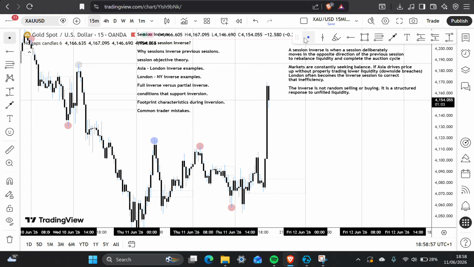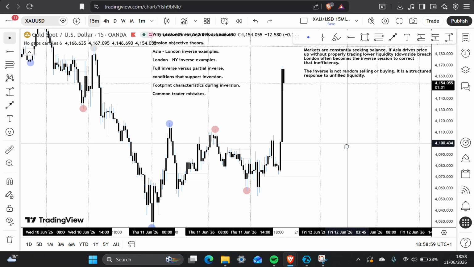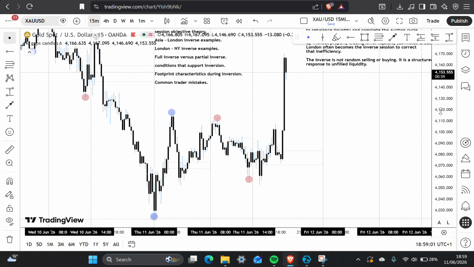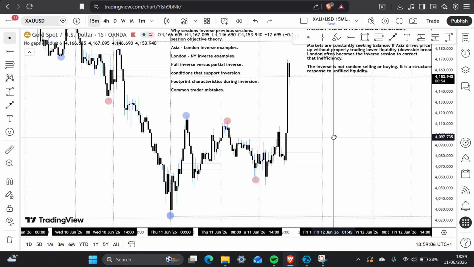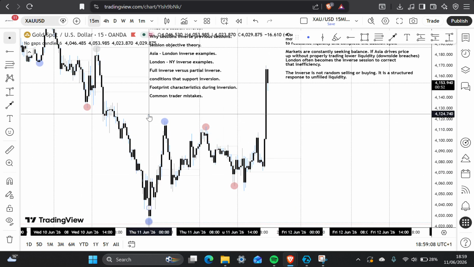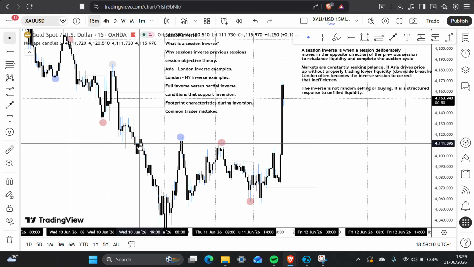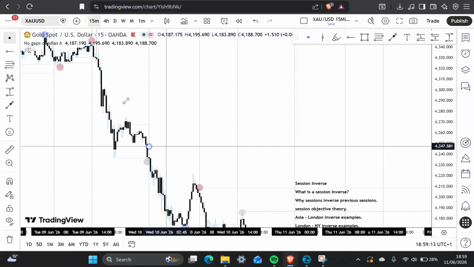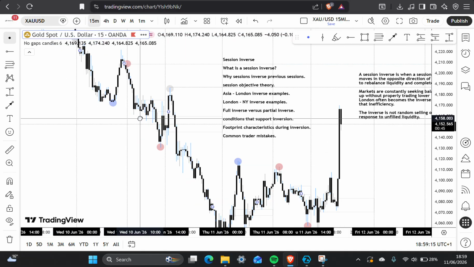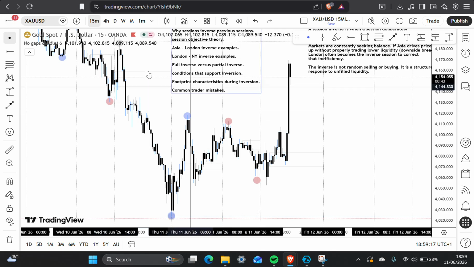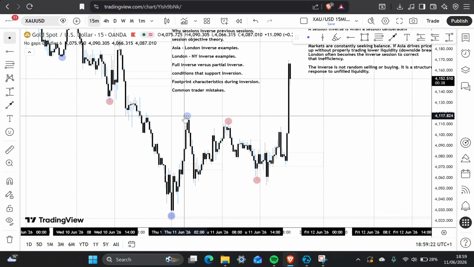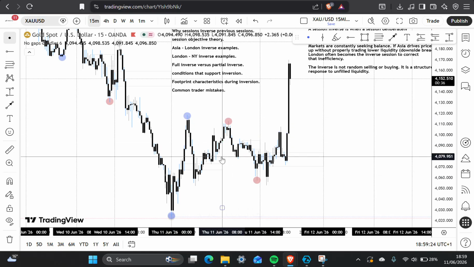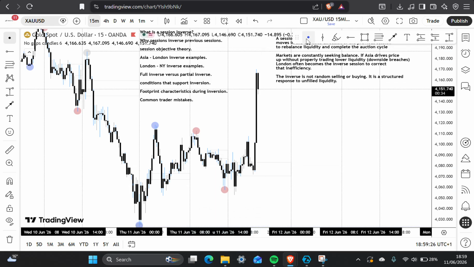The bigger mistake you could ever get yourself into is telling yourself that every session needs to inverse. Not every single session needs to inverse. And this is a prime example here. Well, not just this session actually, but look at this continuation: Asia, London, New York continuation, and then we got New York and Asia inverse, Asia and London failed inverse, London and New York. So yeah, let's move on.